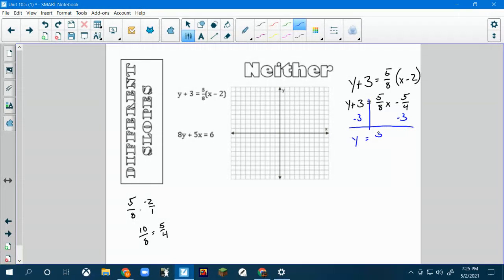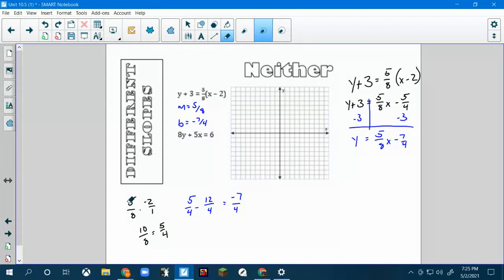Next step, get rid of this positive 3 by subtracting 3. We get y equals 5/8 x, and we're going to do 5/4 minus 3. Well, 4 times 3 is 12/4, and 5 minus 12 is negative 7. So minus 7/4. We don't really need to know that, we're just looking for that slope here, but we're going to graph it. So we have m is 5/8, b is negative 7/4.